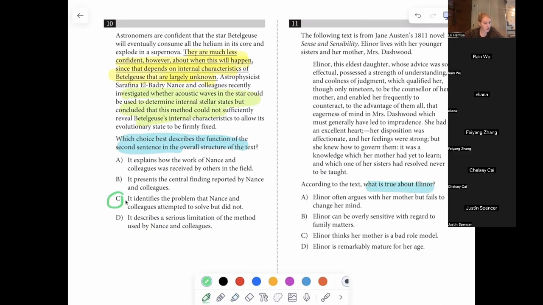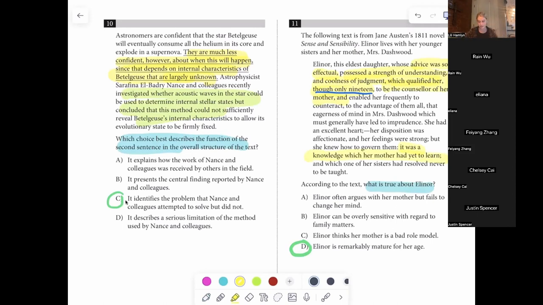Yeah, perfect. She is remarkably mature for her age. As we can see in the text, her advice was so effectual. Eldest daughters are often remarkably mature for their age. She possessed a strength of understanding, a coolness of judgment, which qualified her. And this is key, I think: though only 19, she's even the counselor of her mother, giving her mum advice, and no less knowledge than her mother had.